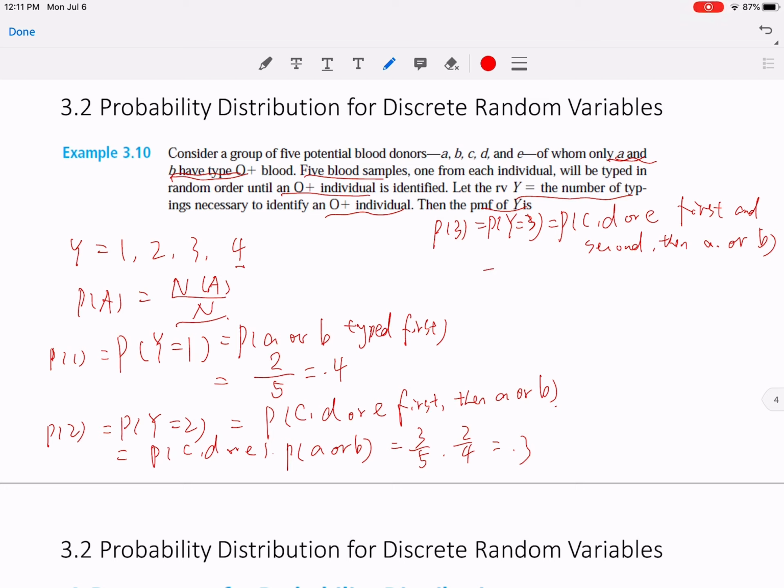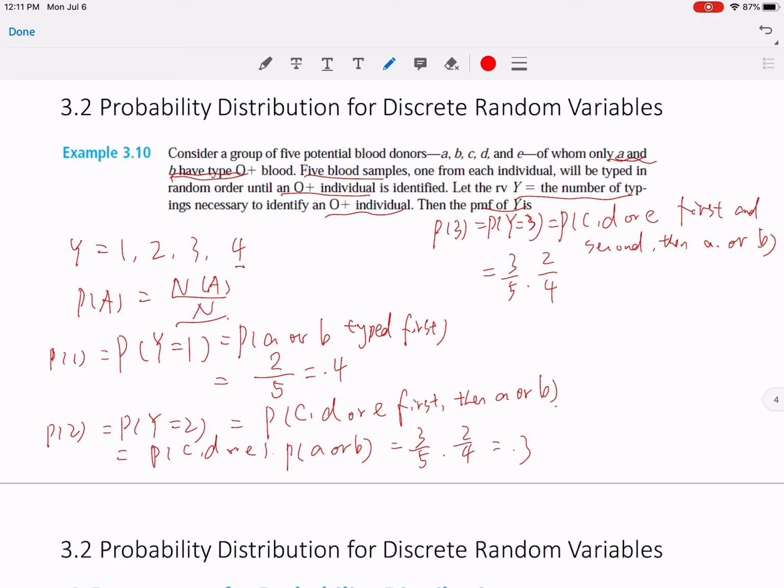Now let's think of this one by one. So if the first one is not O positive, how many people do we have in total? For the first type, we get 5 of them in total, and 3 of them don't have O positive. So that would be 3 over 5, right? And then after the first type, how many people are left? After the first type, 4 people are left, right? And how many of them don't have O positive? 2 of them. So the probability would be 2 over 4.